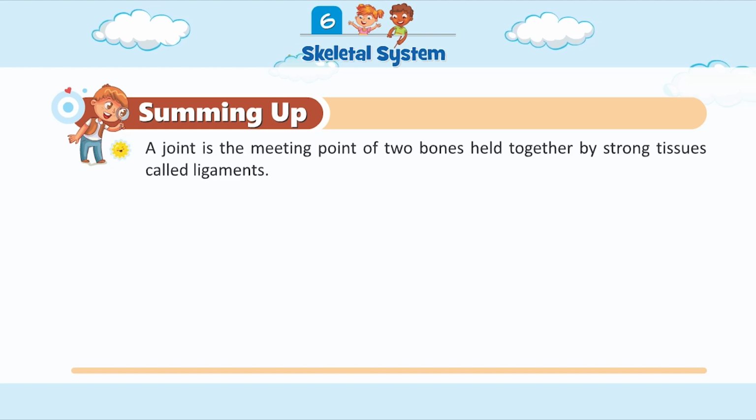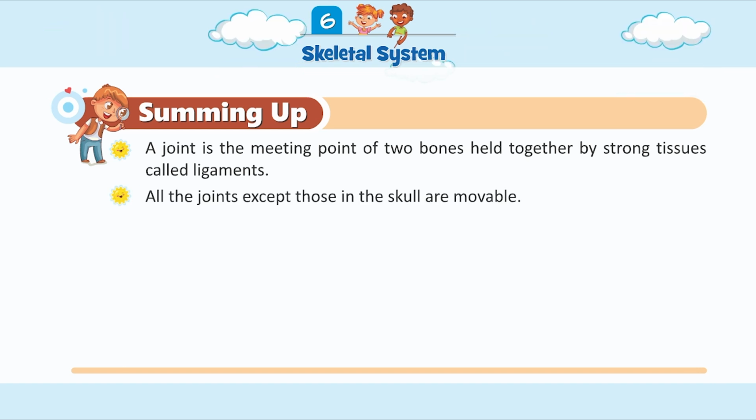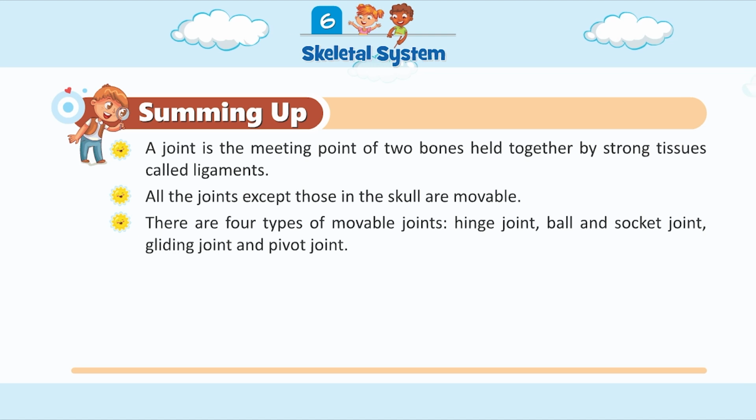A joint is a meeting point of two bones held together by strong tissues called ligaments. All the joints except those in the skull are movable. There are four types of movable joints: hinge joint, ball and socket joint, gliding joint, and pivot joint.